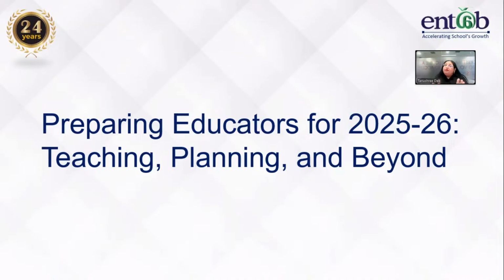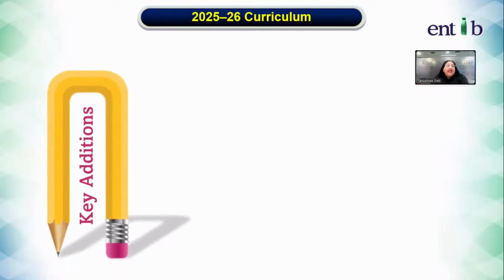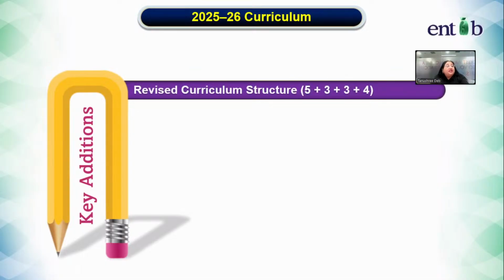Now, before we dive into our main focus, that is SAFAL integration, let's quickly revisit the key elements that are shaping this new phase of education. The 5+3+3+4 structure. We are all aware of this revised curriculum structure, which divides the school education system into 4 stages: foundational, preparatory, middle, and secondary, each aligned with the child's growth.